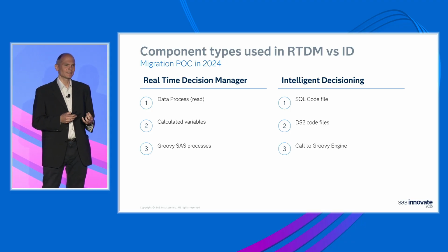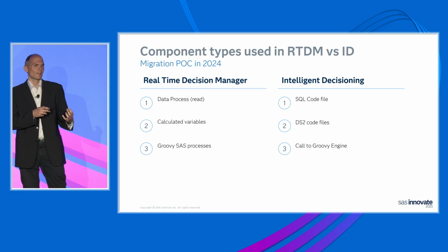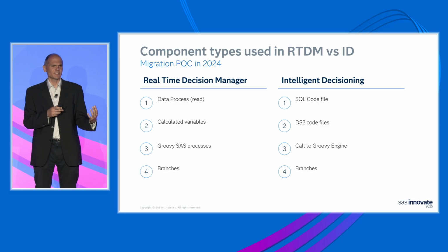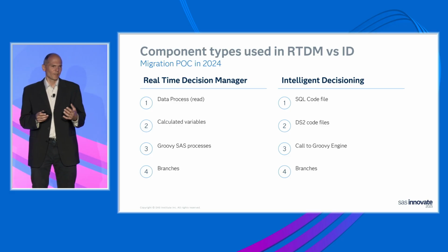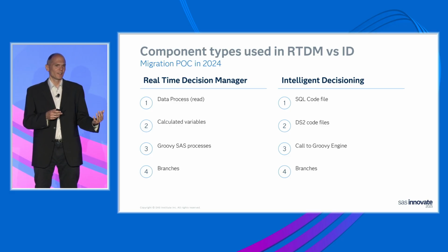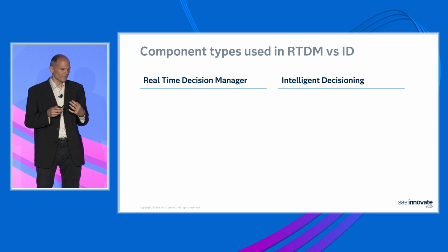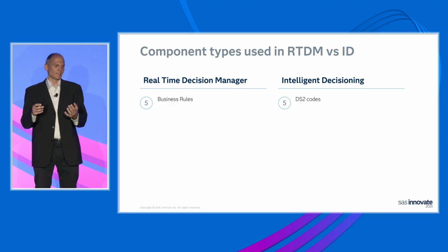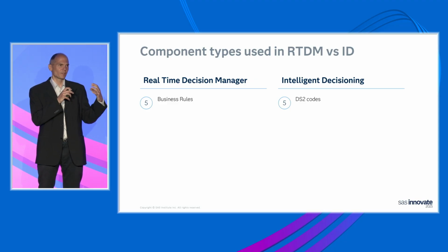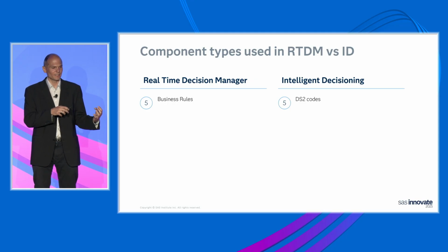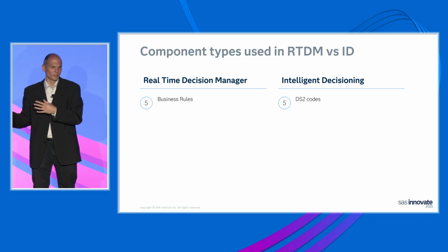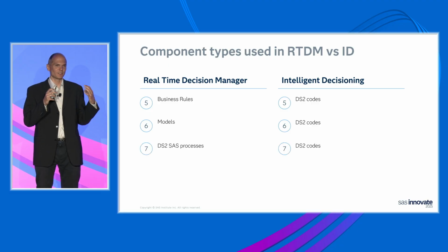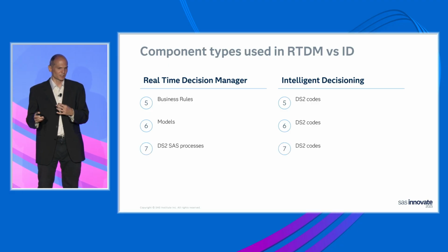For Groovy SAS processes, we created Python code that makes an API call to the Groovy engine. Branches were converted into branches with some optimization logic for a linear graph. Business rules weren't converted into rule sets in ID, but we simply took the rule flow code from RTDM and put it into a DS2 code node. The same is true for models. And in the case of DS2 SAS processes, we haven't changed our habit.